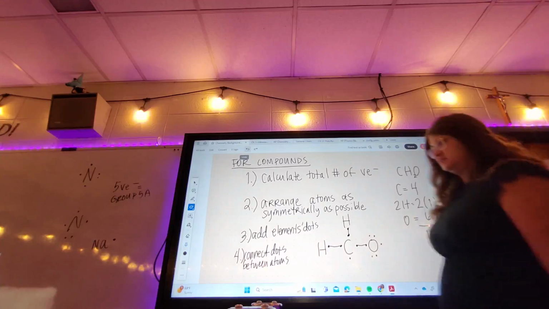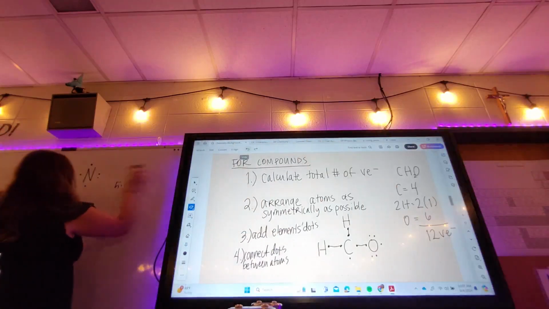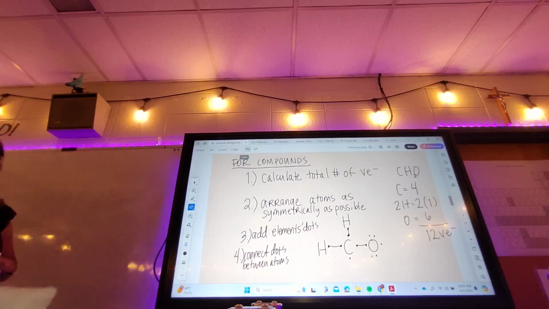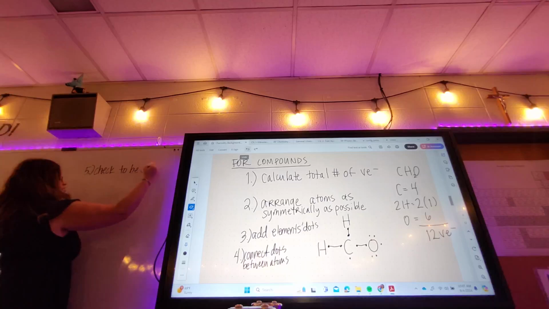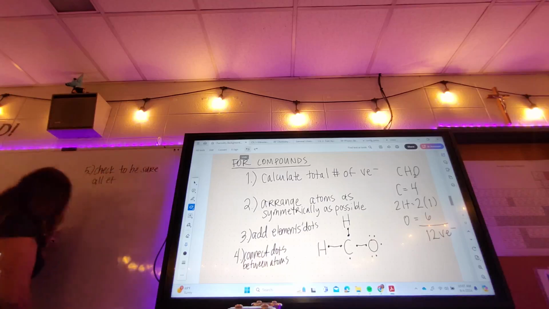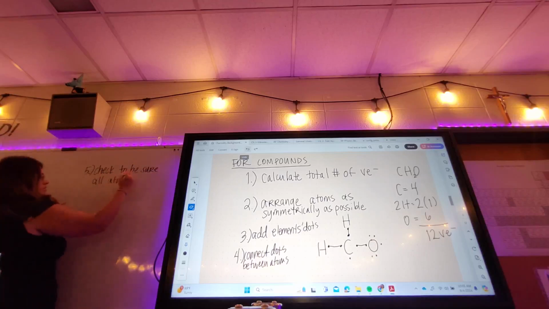Now step 5 is the fun bit, because this is where you have to use your brain. All right, I'm going to write the last step here on the board. Well, it's not really the last step, there's another one. The rule is check to be sure all elements are, I'm going to call it atoms instead. Check to be sure that all the atoms have what's called a full octet.